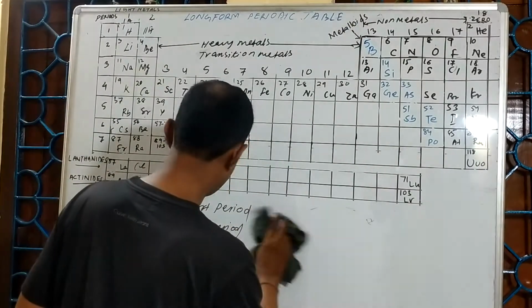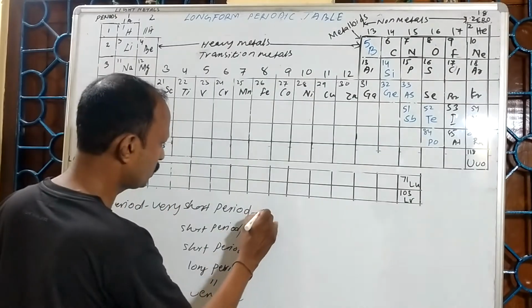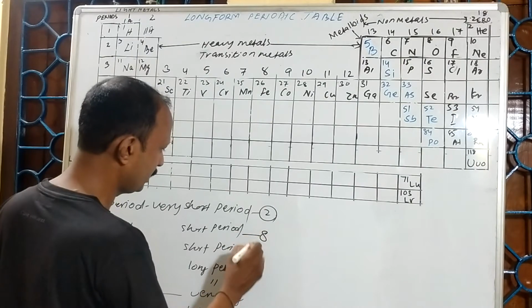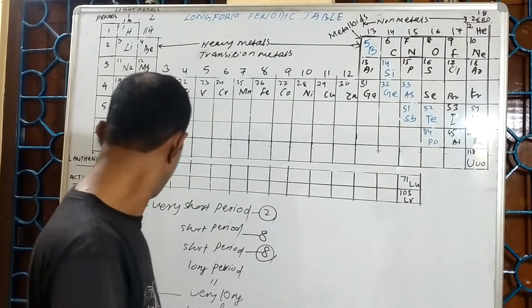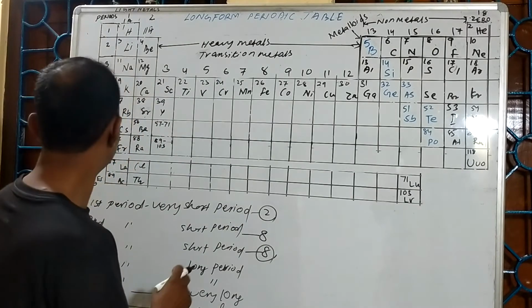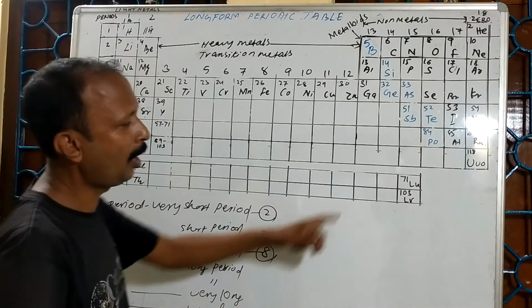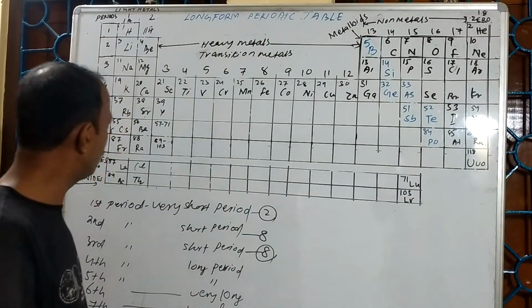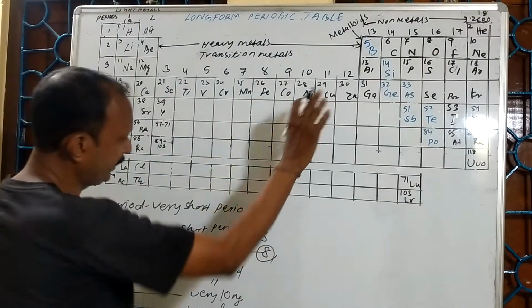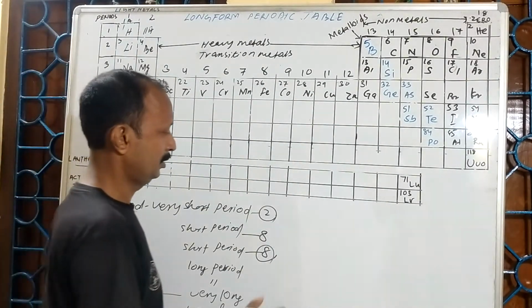So first period has 2 elements, second period 8 elements. Third period also we found 8 elements. We'll see the fourth period. Fourth period, you see that it starts from potassium up to krypton. So here a total of 18 elements are there. How are 18 elements there?